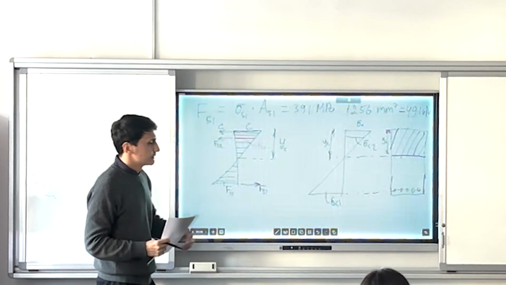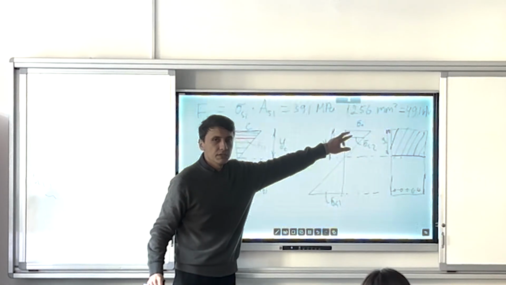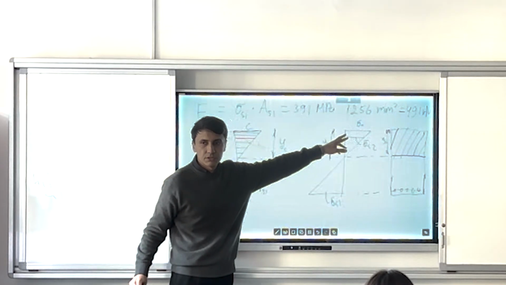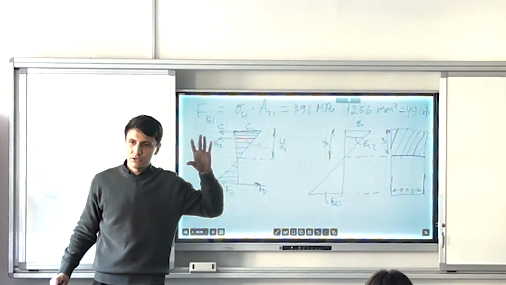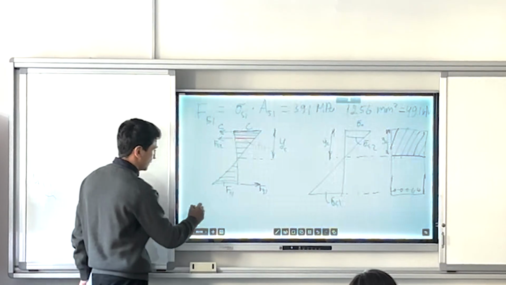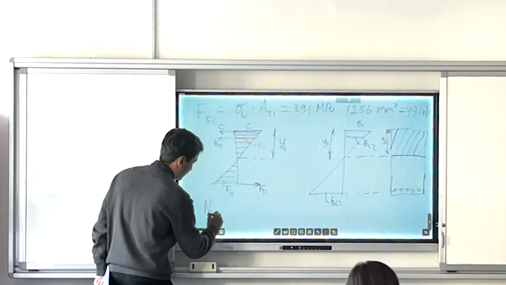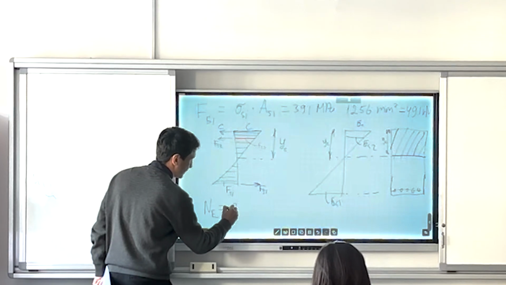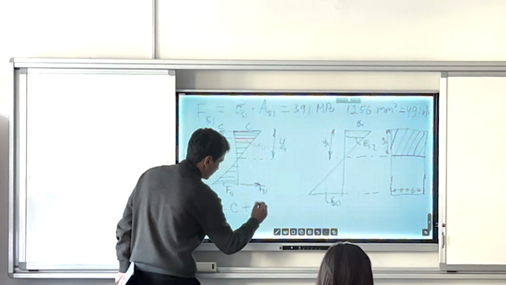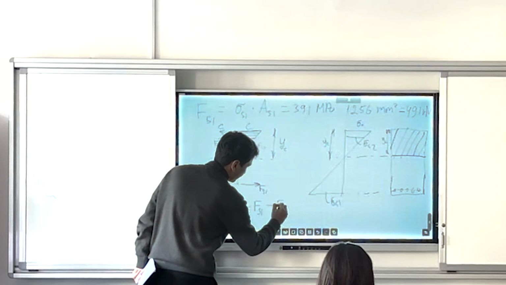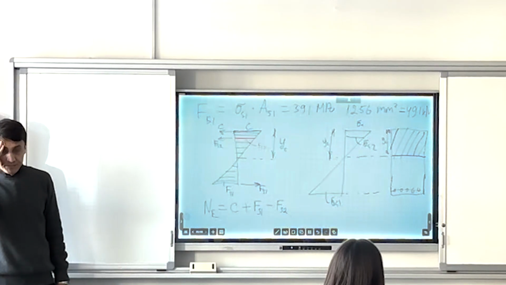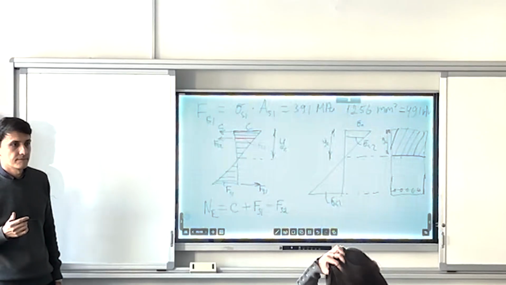So concrete contributes only compressive force, so it will contribute to the bending moment only through compressive force. Do the equilibrium for our section, for the forces. Then we have NED equal to C plus Fs1 minus Fs2. Is it clear?